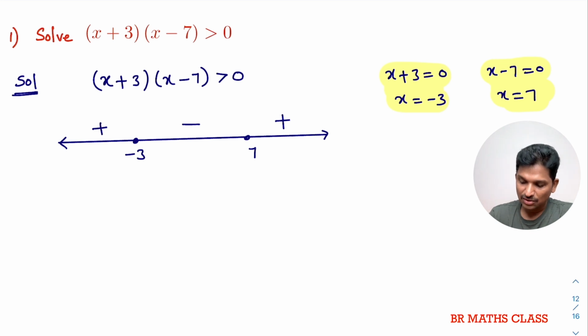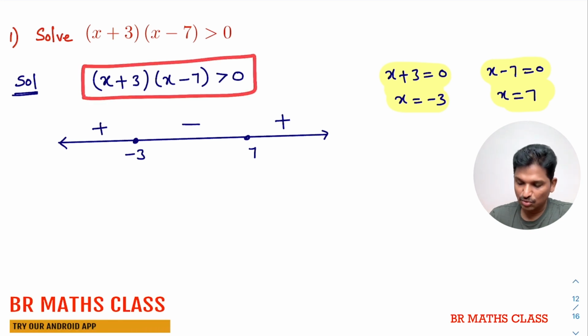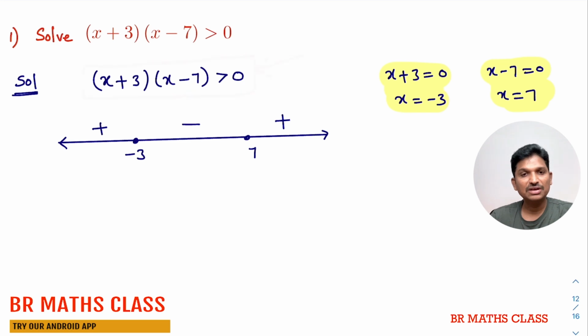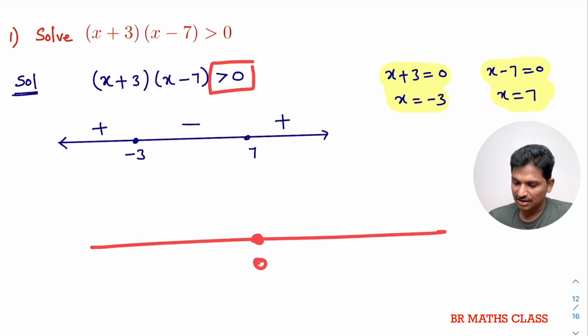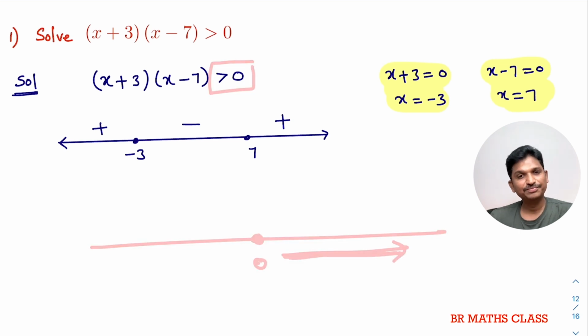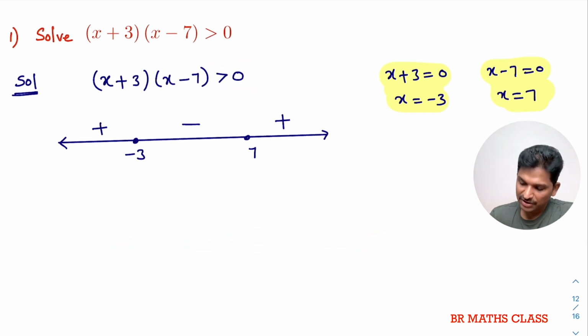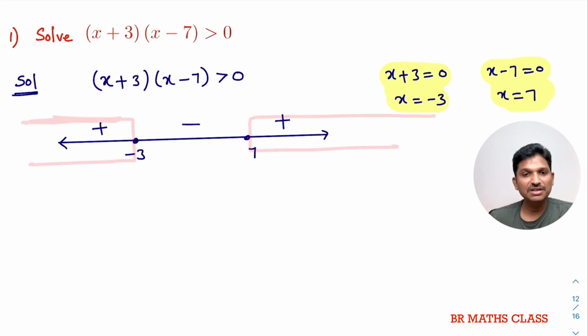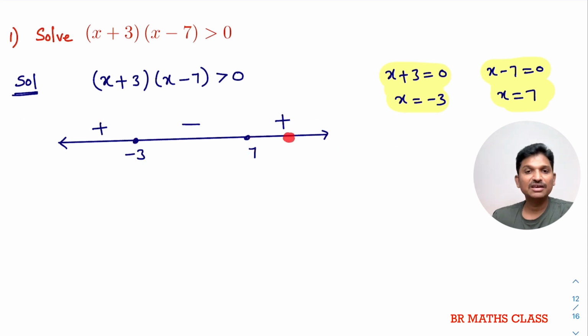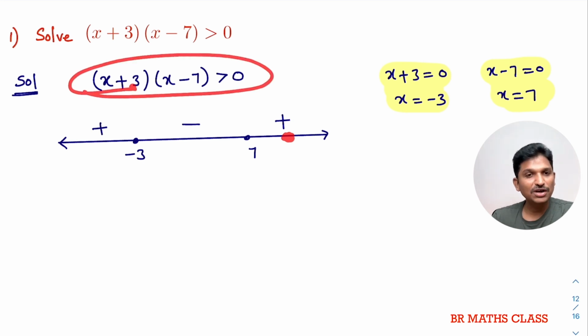Now you see what they are asking: this inequality holds good for what x values. Here greater than 0 is there. Greater than 0 means all numbers are positive. See, on a number line 0 is here. Greater than 0 means whatever numbers you take greater than 0, they are all positive. So wherever the positive sign is there, in this part you take any number, suppose 8. If you take 8, it 100% satisfies this inequality. If you want, you can check.